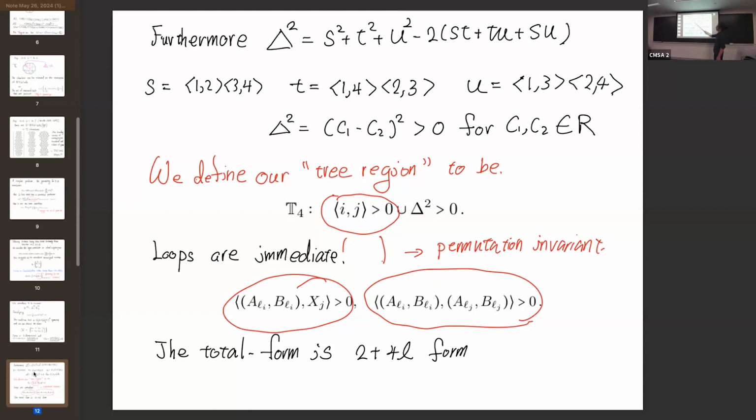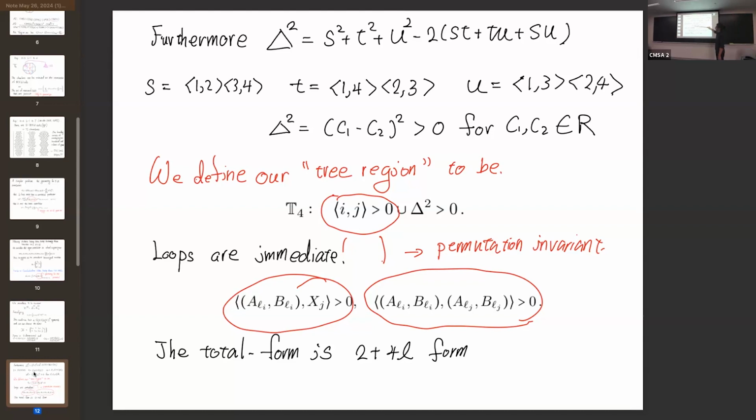But if you plug our parameterization into this delta, you'll see that it's just (C1 minus C2) squared. So it's always positive for real parameters. Since we're going to define our space with these real parameterizations, we're going to impose that delta squared is bigger than 0. So this is our tree region.